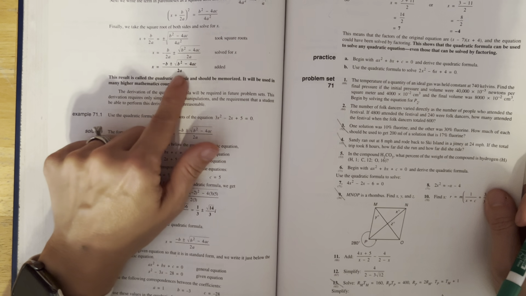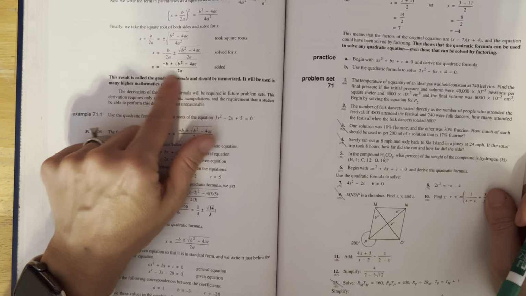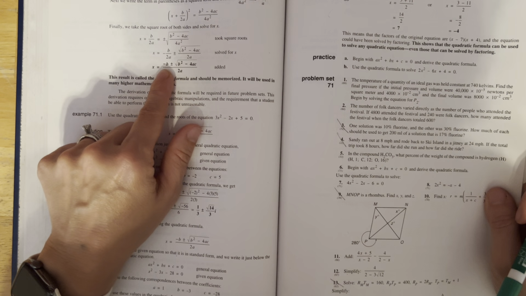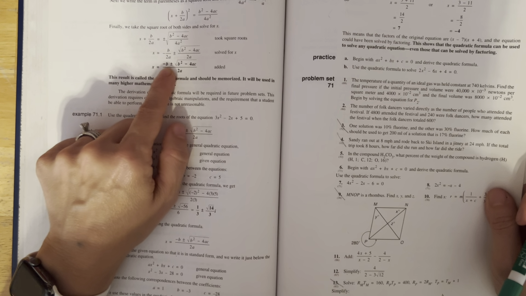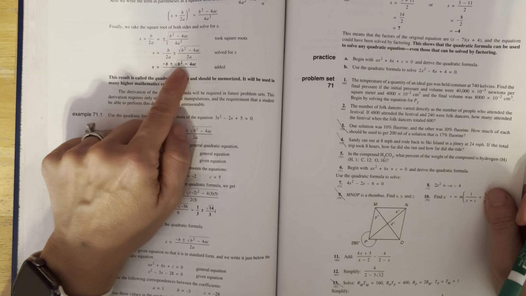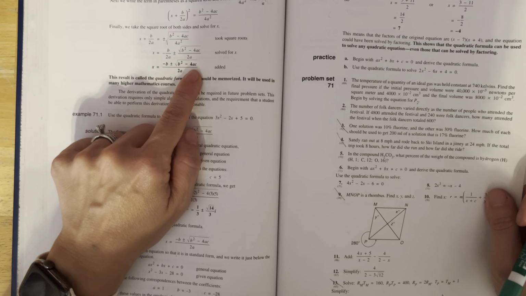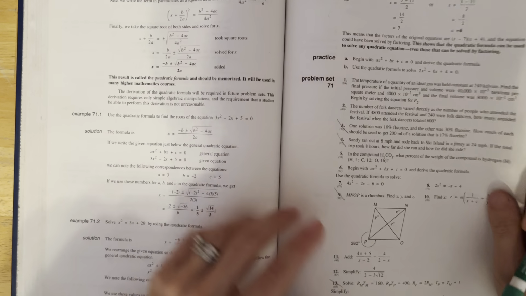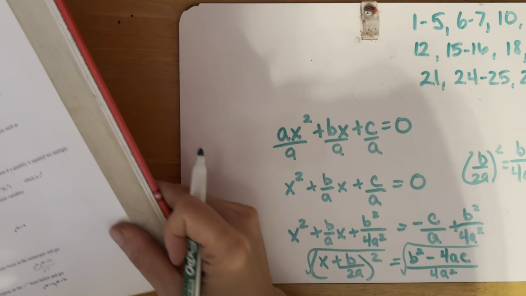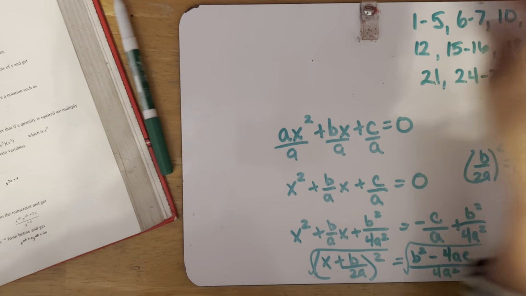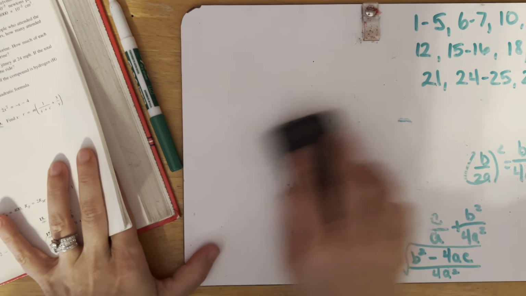We can combine all this since it's all over 2a. So my final form, or my equation when I'm all finished, is negative b plus or minus the square root of b squared minus 4ac, all over 2a. Now, number 25 is using that formula we just got.